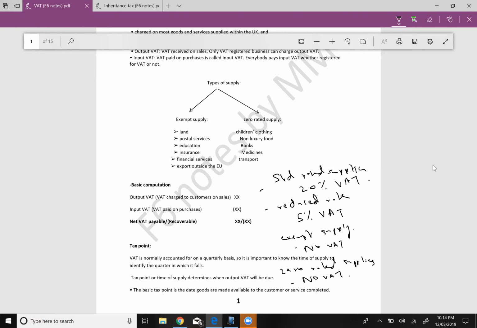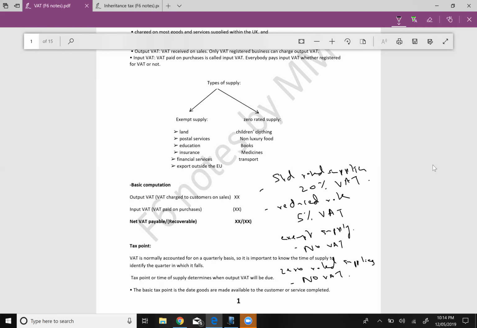Now, basically, the students get confused. They say that if on both exempt supplies and zero rated supplies we have to pay no VAT, then why is the name different? So there is a difference between exempt supplies and zero rated supplies. Before I tell you that difference, let us understand one small concept. Then I will tell you the difference between these two.